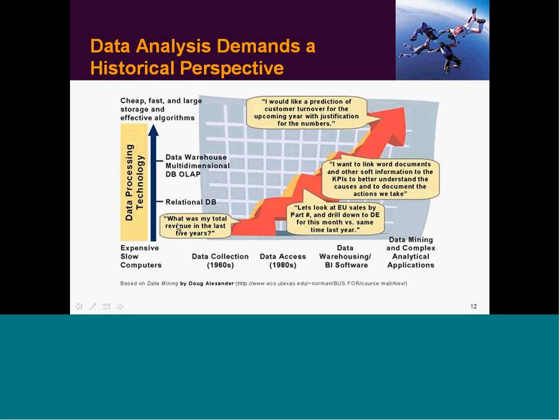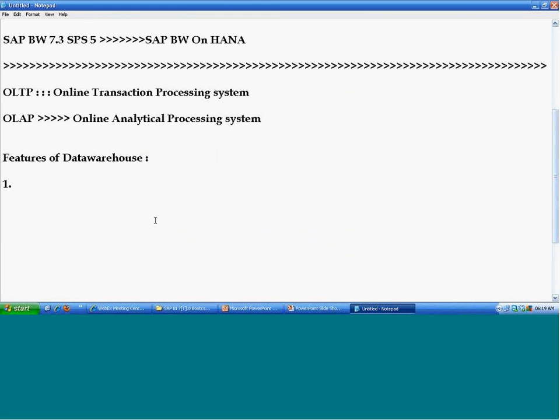Whereas if we come to the first step, the user wants to analyze the last 5 years of data, historical reporting. So do we have 5 years of data in the OLTP? No. Why? Because typically you don't store more than 1 to 1.5 years of data in the OLTP.